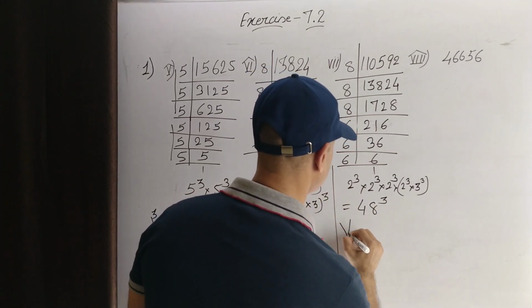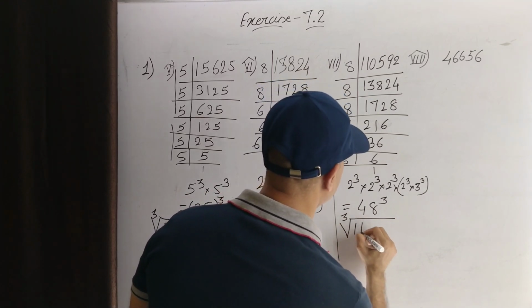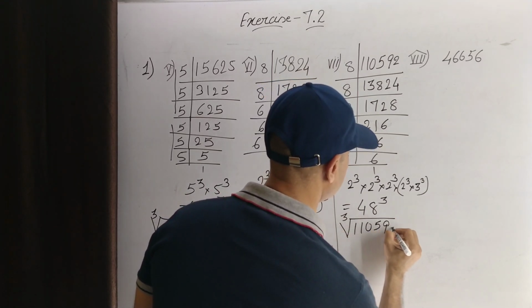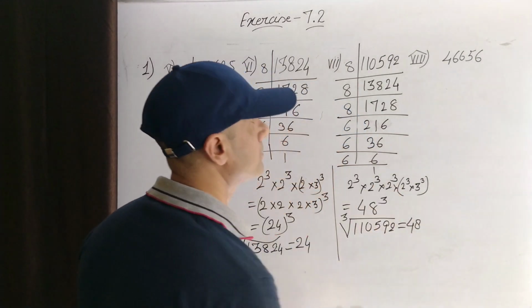So we got 48 cube. So cube root of 110592 is equal to 48. Clear?